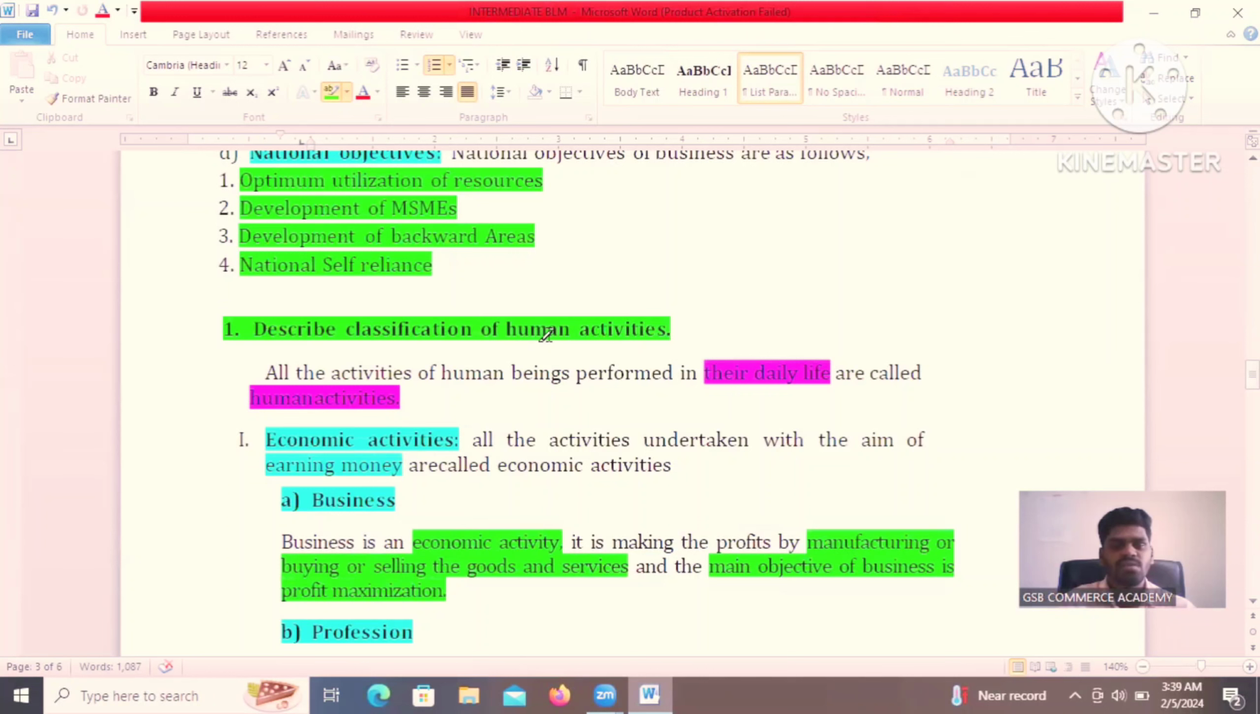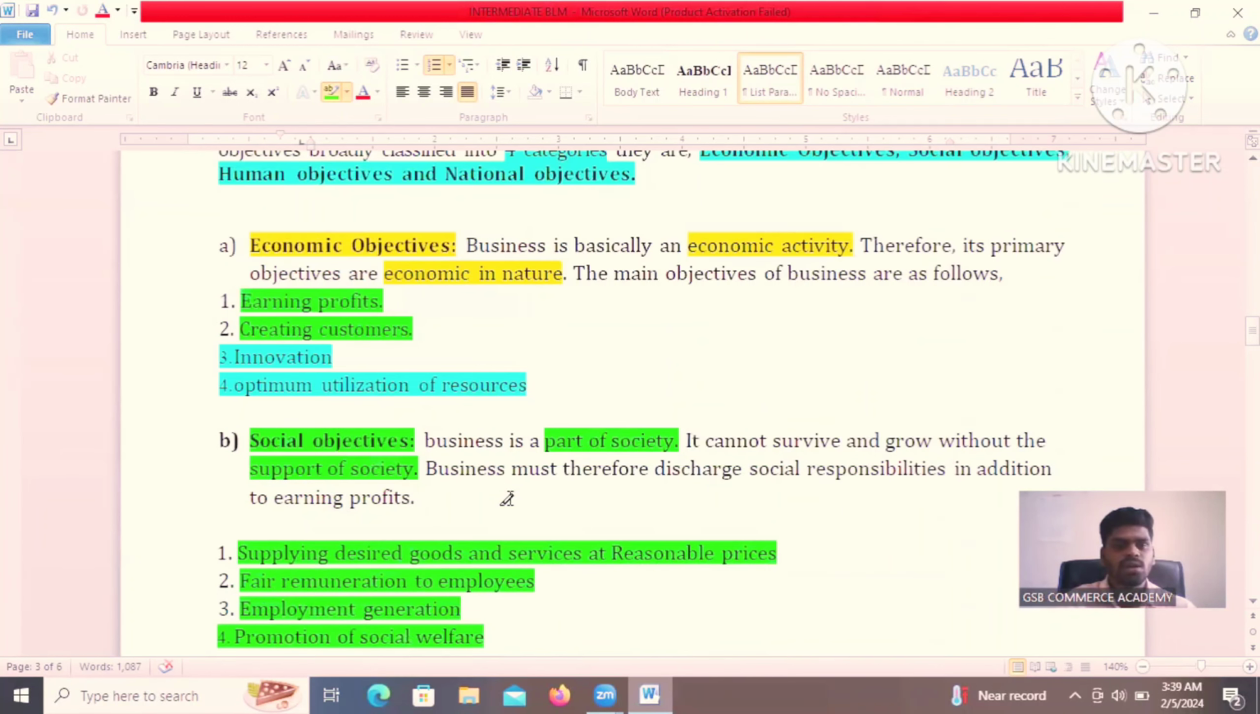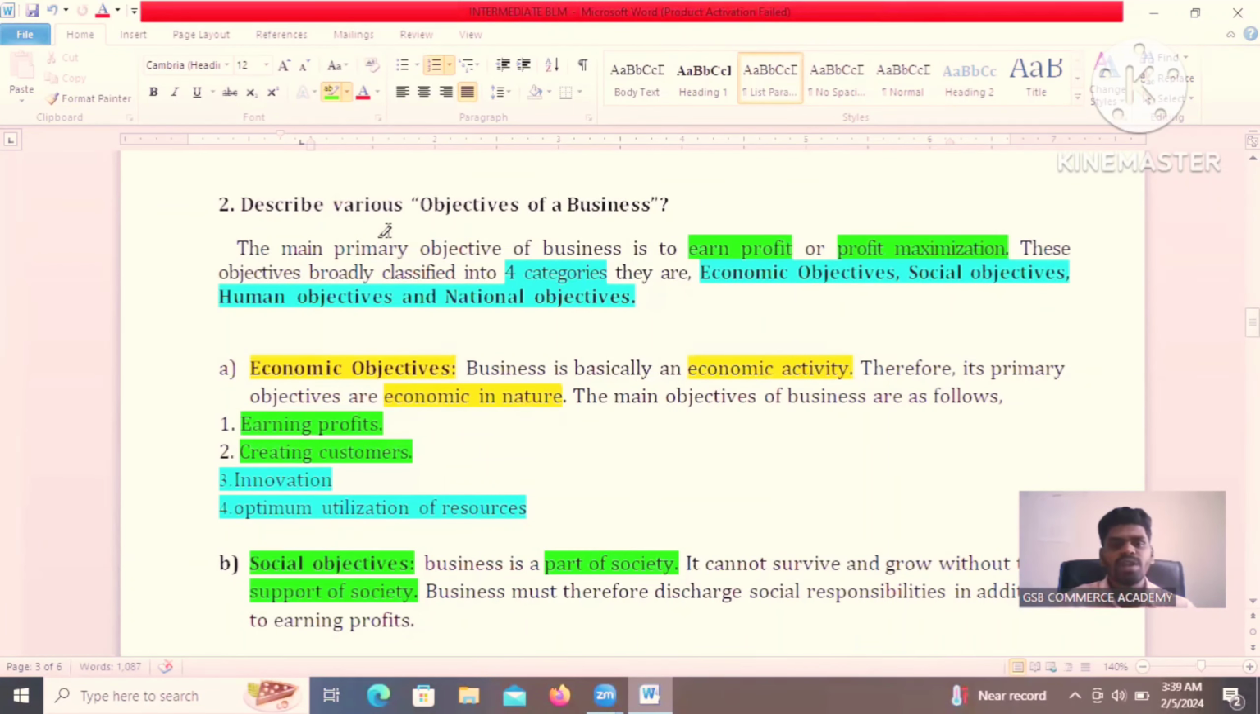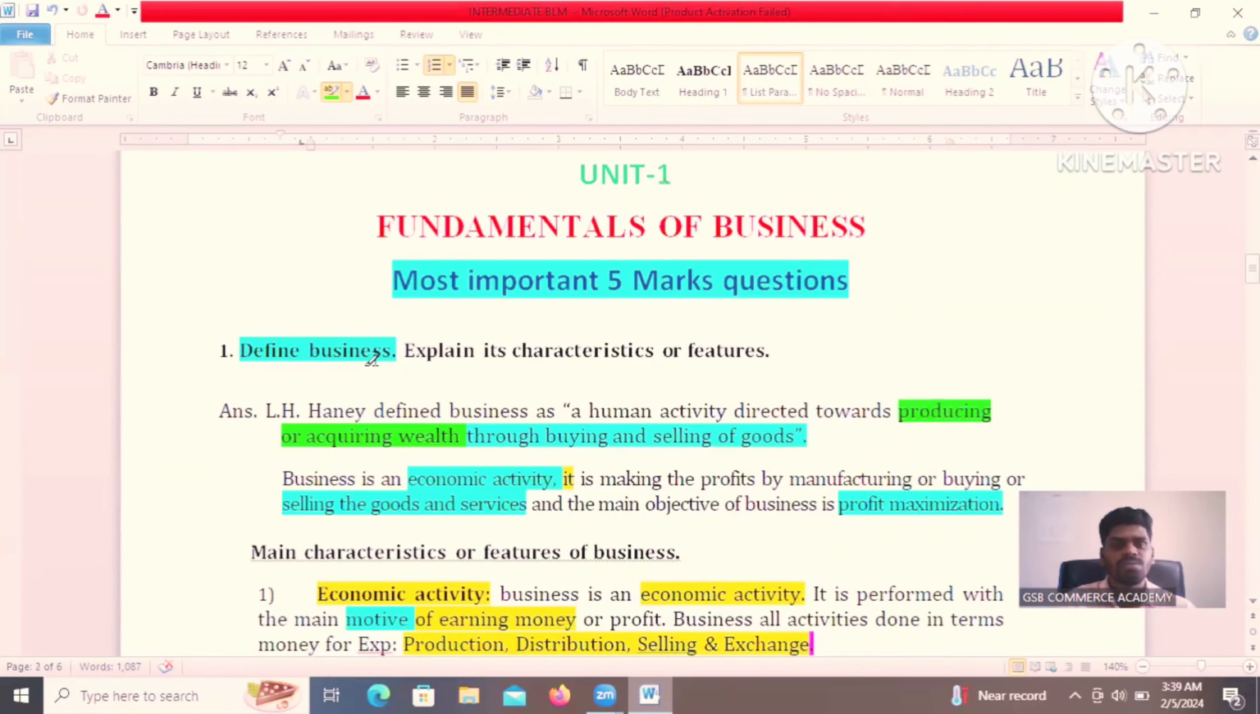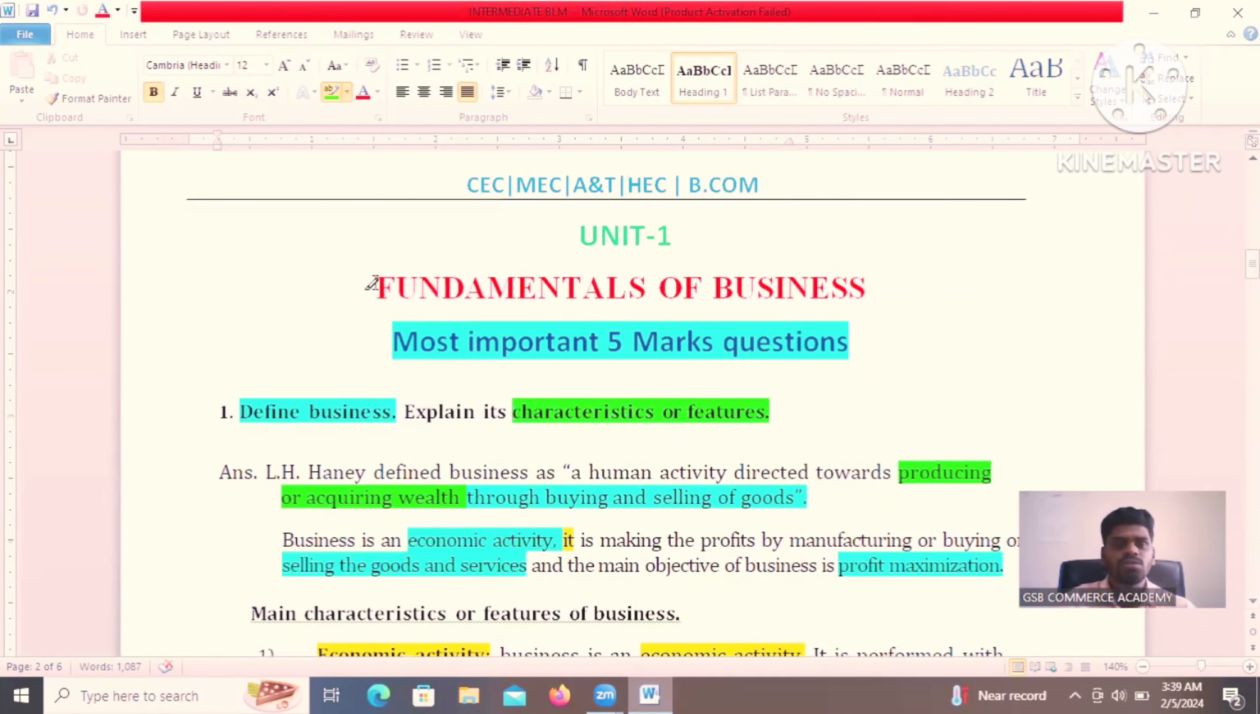Describe the classifications of human activities, describe the various objectives of business, and what is the meaning and definition of business, and explain the characteristics of business. These three questions are the most important in Unit 1, fundamentals of business or introduction to business. These are the most important from the examination point of view, students.